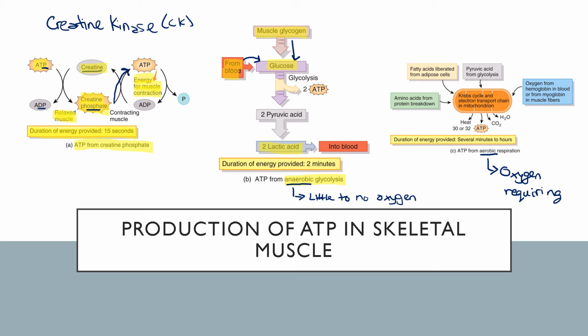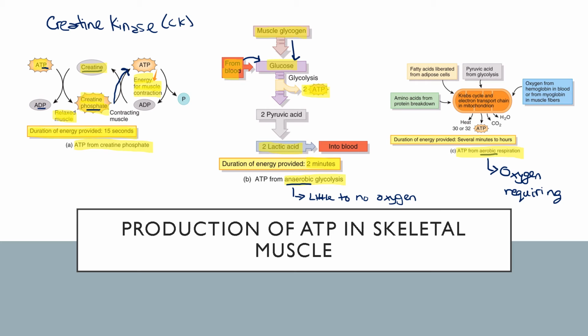Now compared to aerobic respiration, which we'll go over shortly, anaerobic glycolysis produces fewer ATPs. We're only going to get about 2 ATP per glucose molecule. But this process is a lot faster than aerobic respiration, and it can also occur when oxygen levels are low. So anaerobic glycolysis provides enough energy for about 2 minutes, and this is at maximal muscle activity.